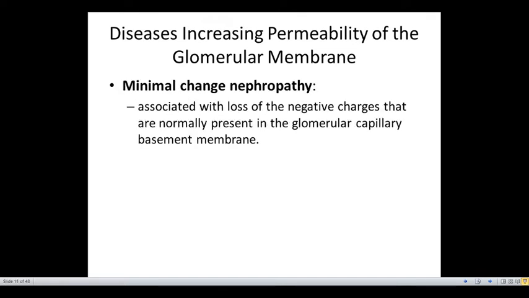Number three is the minimal change nephropathy, which is associated with loss of the negative charges that are normally present in the glomerular capillary basement membrane, and this loss of negative charges cause increased permeability of the glomerular membrane.